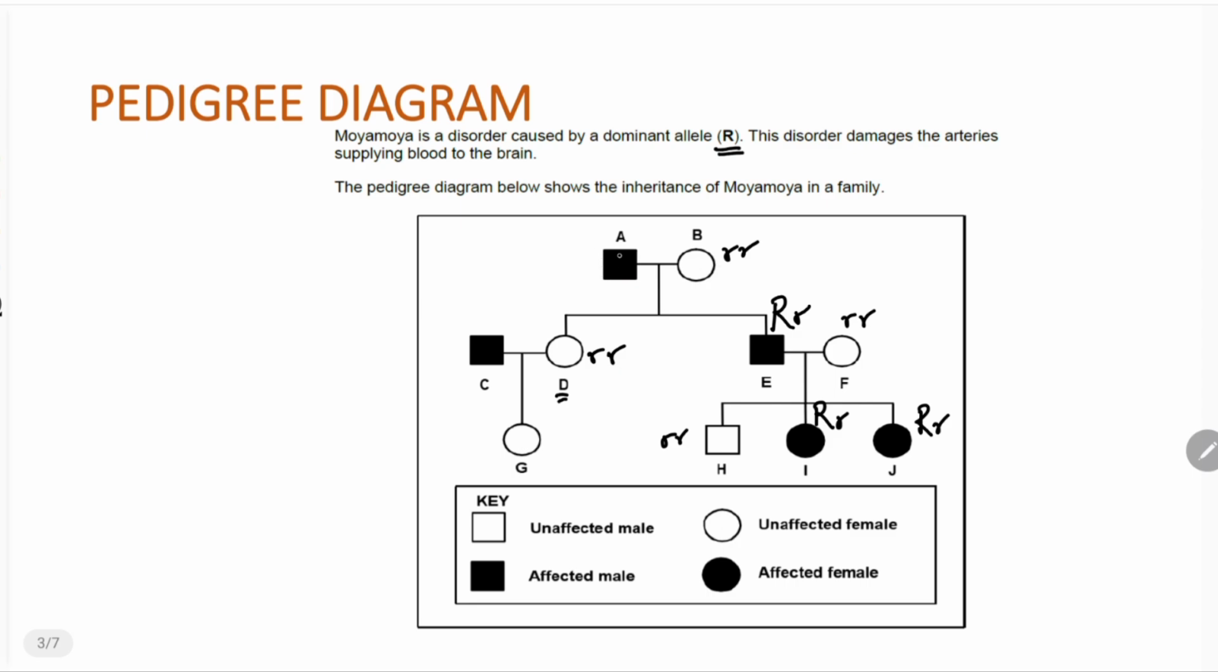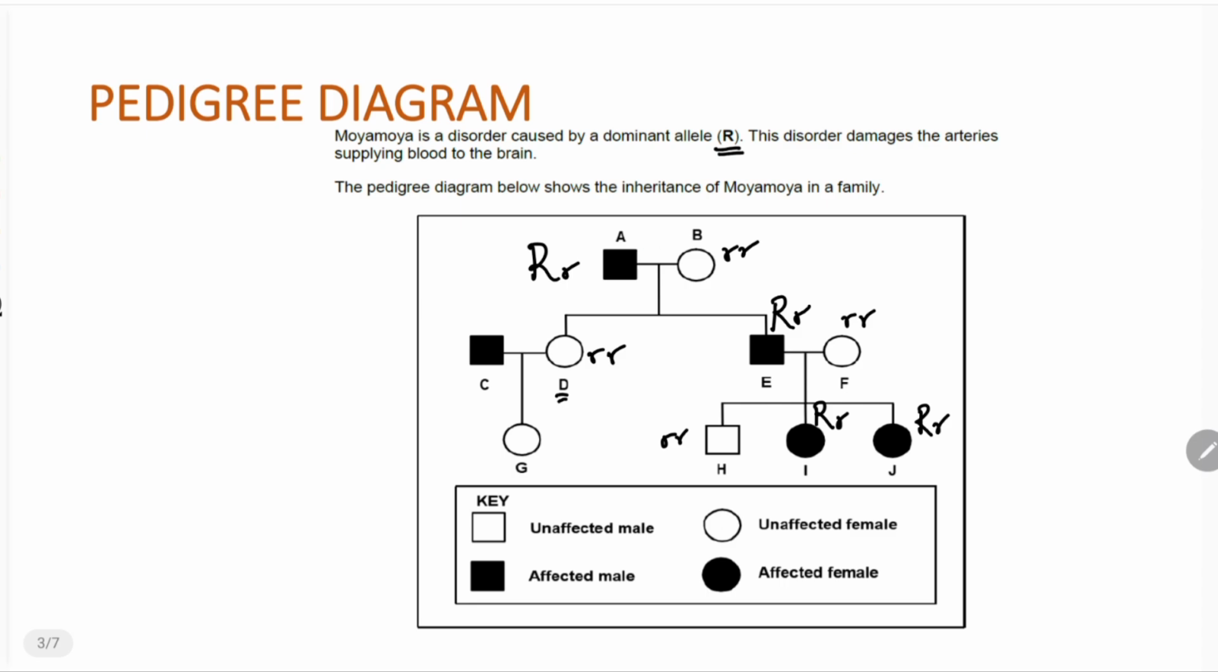Therefore, the genotype of individual number A, since this is a male with moya moya, he must have capital letter R. But he was able to give birth to a female child without moya moya. And since she is without moya moya, her genotype is small letter r. Therefore, the genotype of the parent number A has to be capital letter R, small letter r. He must be able to give this child this small letter r. So individual number A has to be heterozygous.